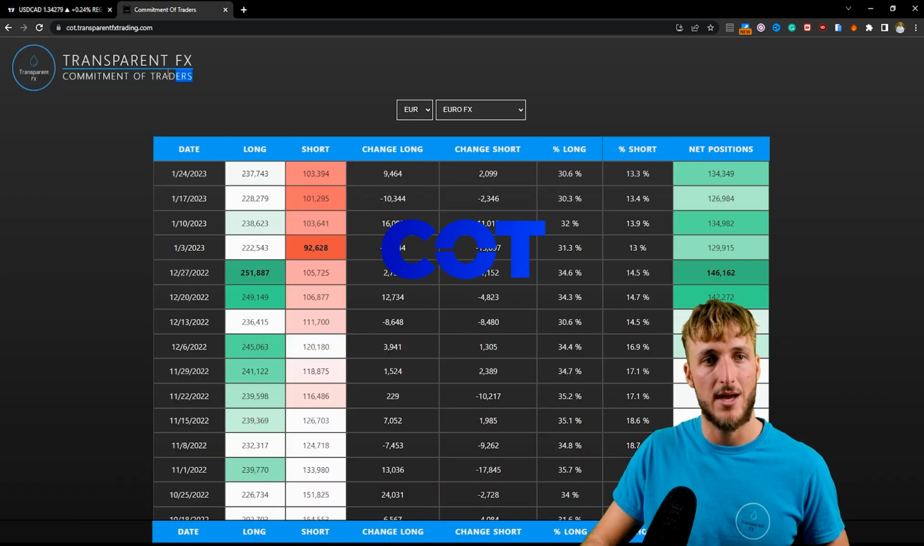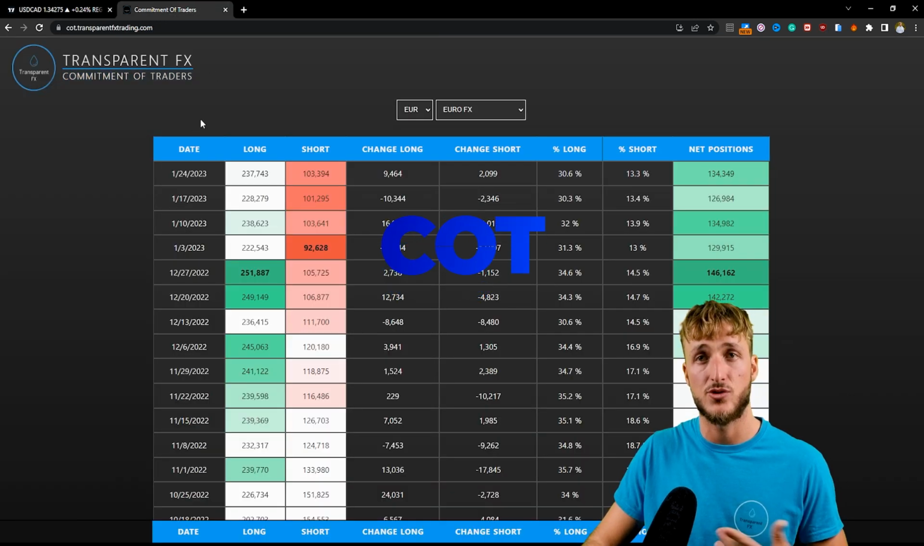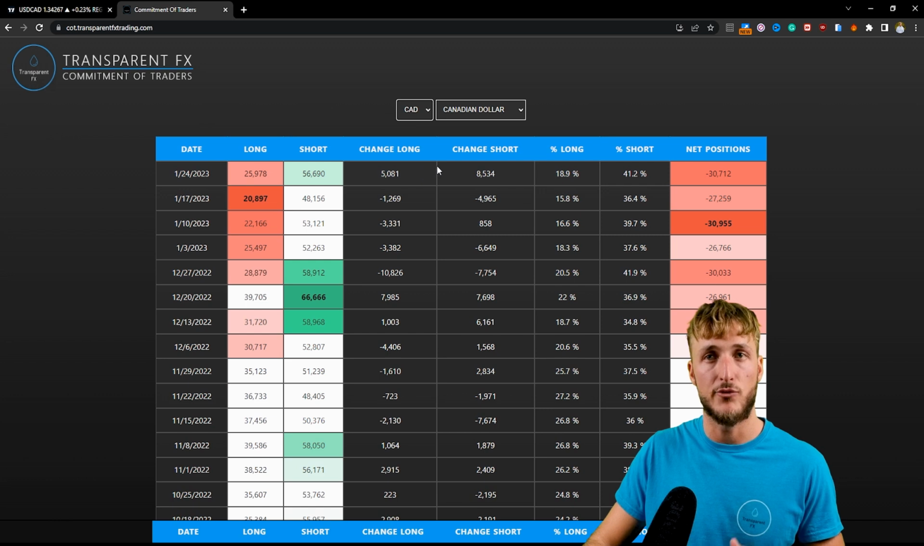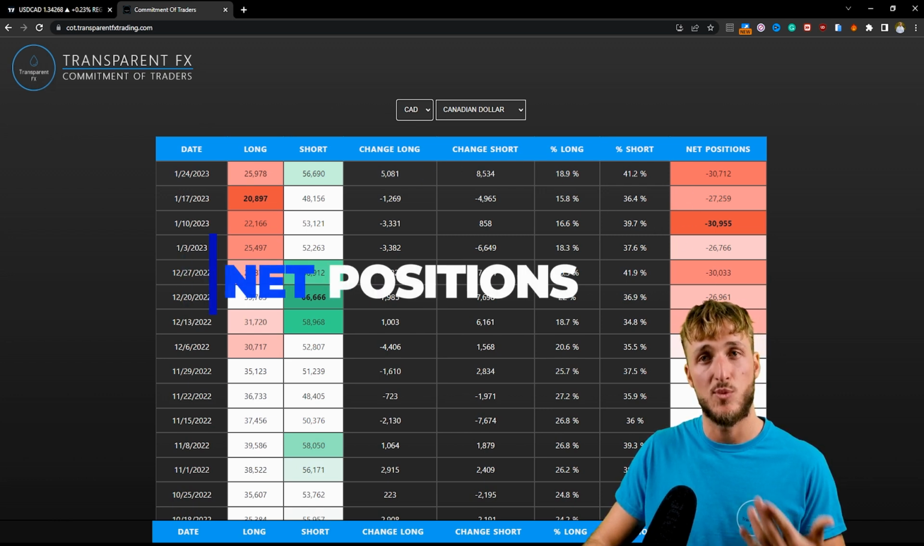Now, if we go and see what we have when it comes to the commitment of traders, so the COT data, which is what the non-commercials, so the biggest speculators in the market are doing, and we check the data for the CAD, what we can see is that with the last reports, net positions have been decreasing.